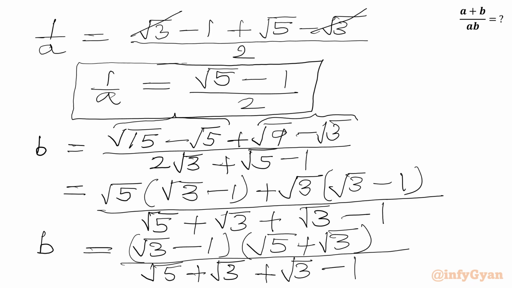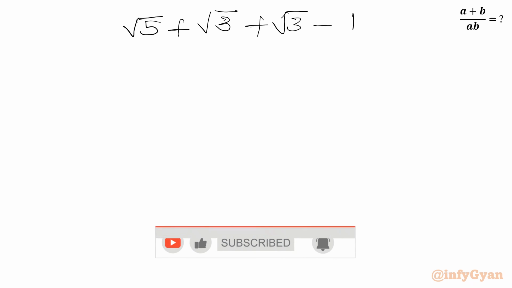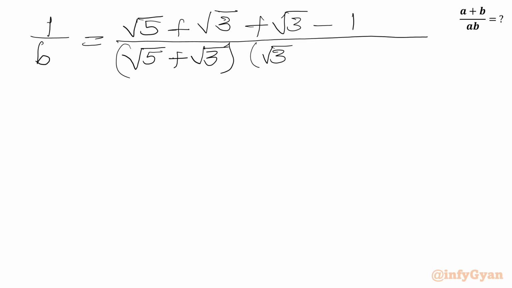Now I will consider the reciprocal on both sides. So let's switch numerator and denominator. We will get root 5 plus root 3 plus root 3 minus 1 as our numerator. This will be equal to 1 over b. Now we will write the denominator. So the denominator will be root 5 plus root 3 times root 3 minus 1.